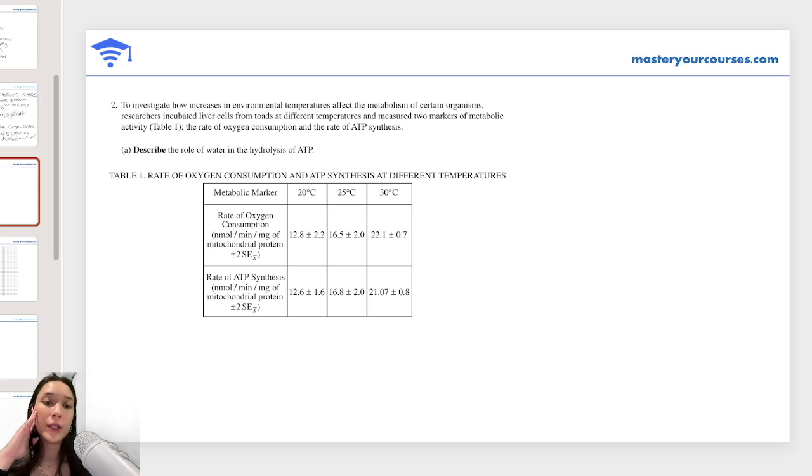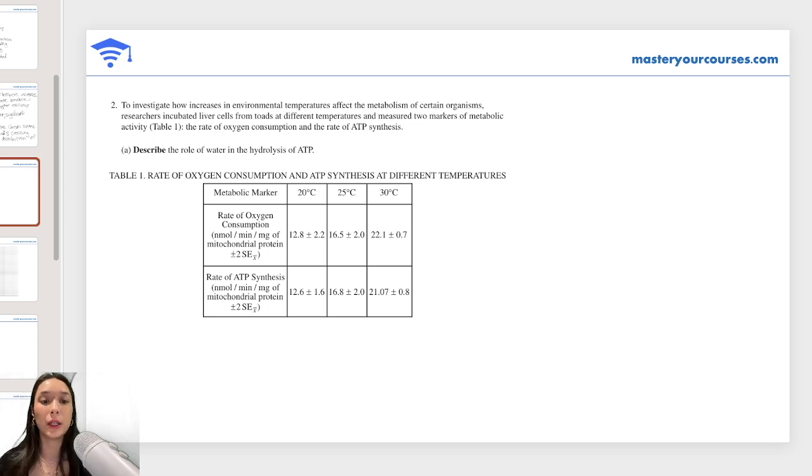Okay, so now to get into number 2, this one says to investigate how increases in environmental temperatures affect the metabolism of certain organisms, researchers incubated liver cells from toads at different temperatures and measured two markers of metabolic activity seen in table 1. You have rate of oxygen consumption and rate of ATP synthesis.